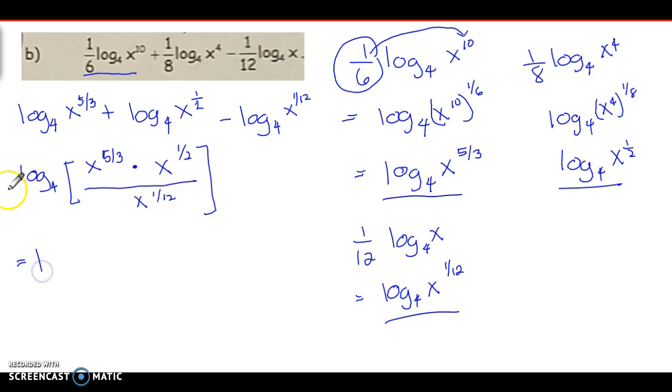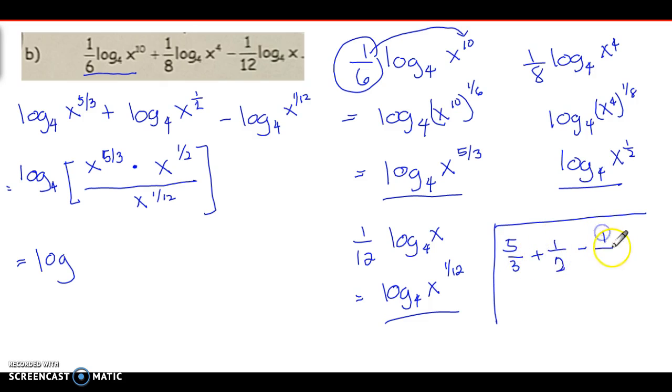Now remember, when you multiply same bases with different powers, you end up adding the exponents, and when you divide, you subtract. So essentially, you're just doing, I'm just going to do that here in a small space, 5/3 plus 1/2 minus 1/12. Okay, so that's the simplified version.